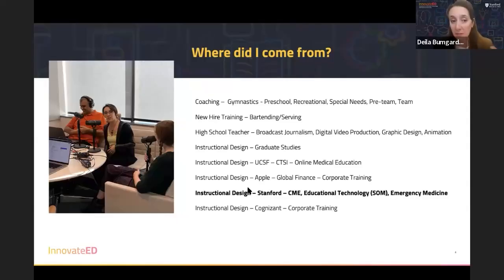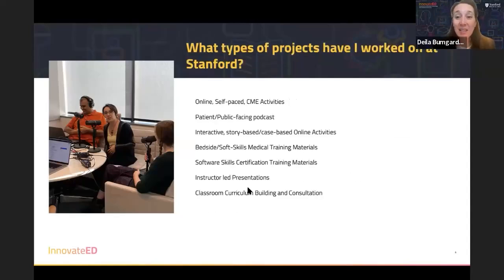The majority, if not all of the content that we're going to go through is from my time at Stanford. I began at Stanford working for the continuing medical education office, educational technology office for the School of Medicine, and currently the Department of Emergency Medicine for another couple of weeks. Here are some examples of the types of projects that I have worked on at Stanford.